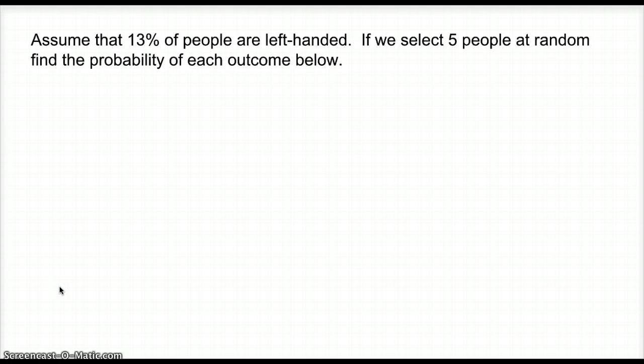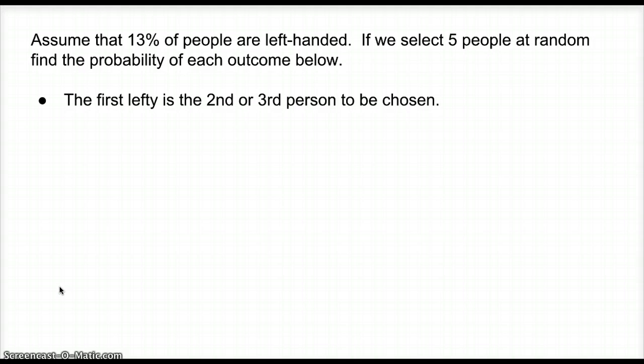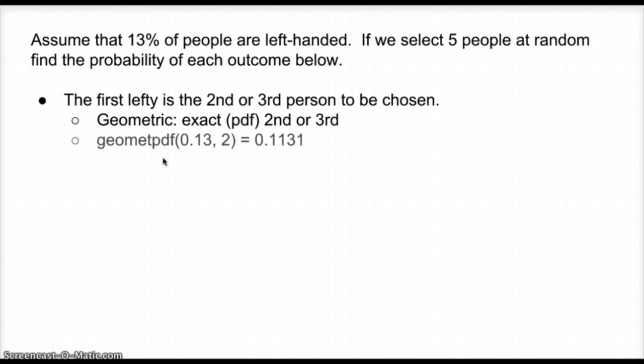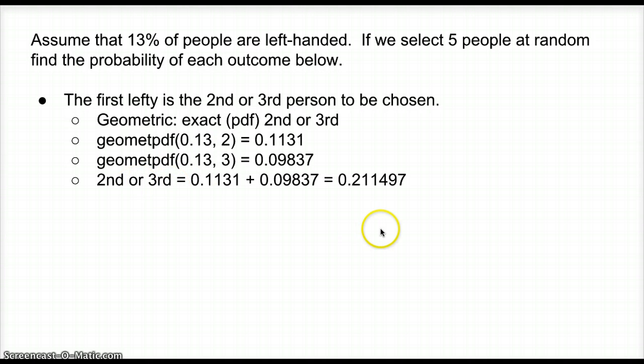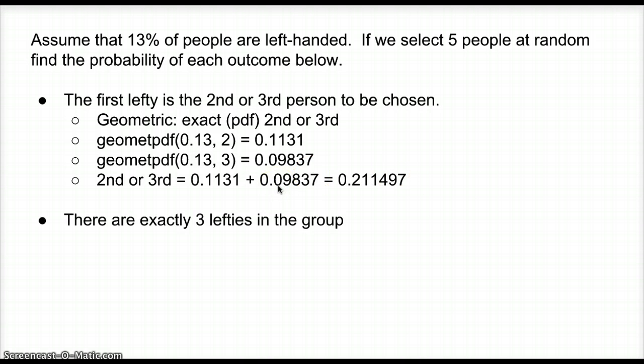All right, same problem again, another probability. This one's asking: the first lefty is the 2nd or 3rd person to be chosen. So what you should see is that it's geometric because it's exactly the 2nd or exactly the 3rd. But what's different about it is it has this "or" right here. And remember, or means that we're going to have to add. So we're going to have to find 2 geometric probabilities and add them together. So I need to find the one for the 2nd person and the one where the 3rd person is chosen, and then add those 2 together because it's 2nd or 3rd, to get a probability of 0.211497.